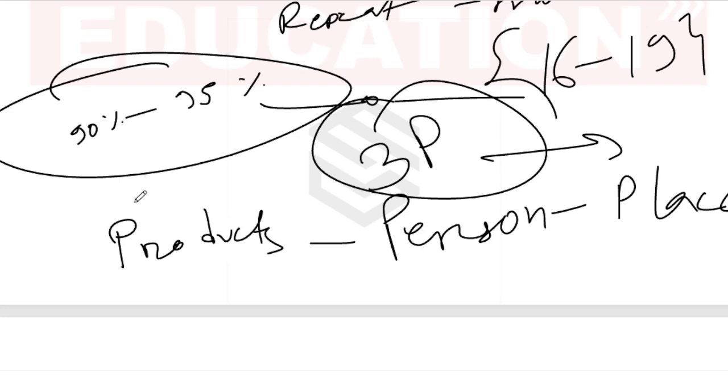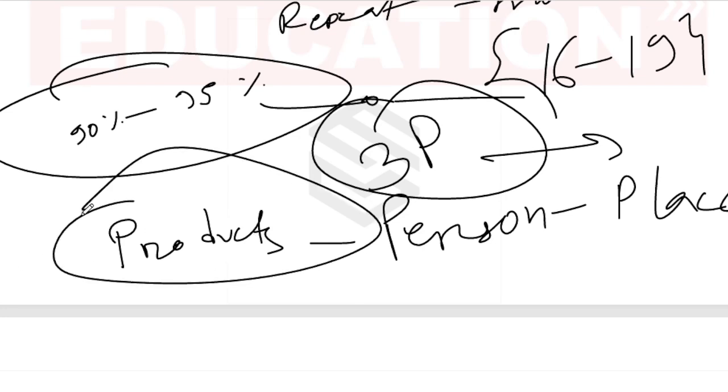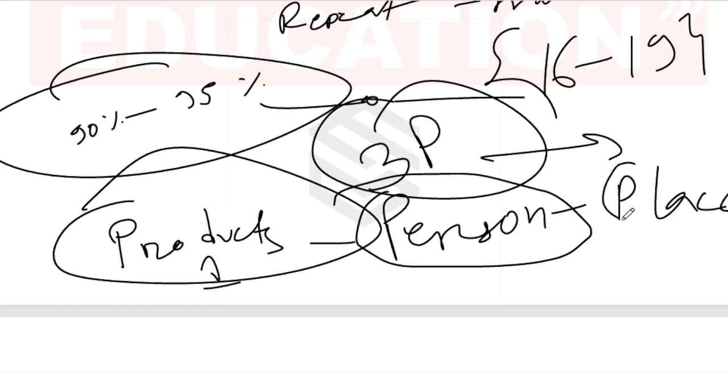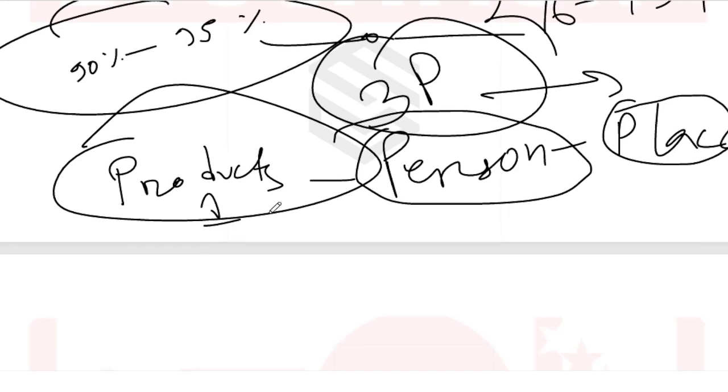Either you will need to talk about a product, or a person, or sometimes a place. These are the 3 things they will ask you in 90 to 95% of cases. So you need the ability to talk about a product, person, or place for 2 minutes continuously.